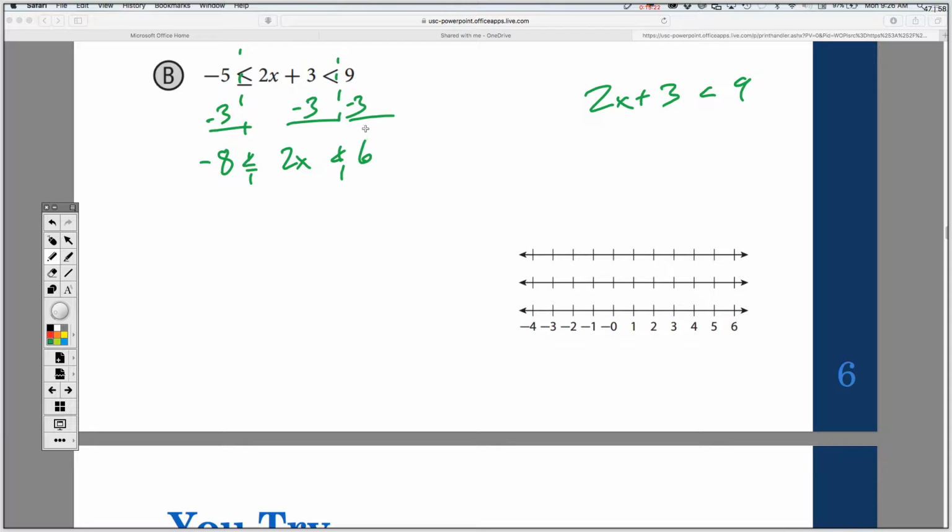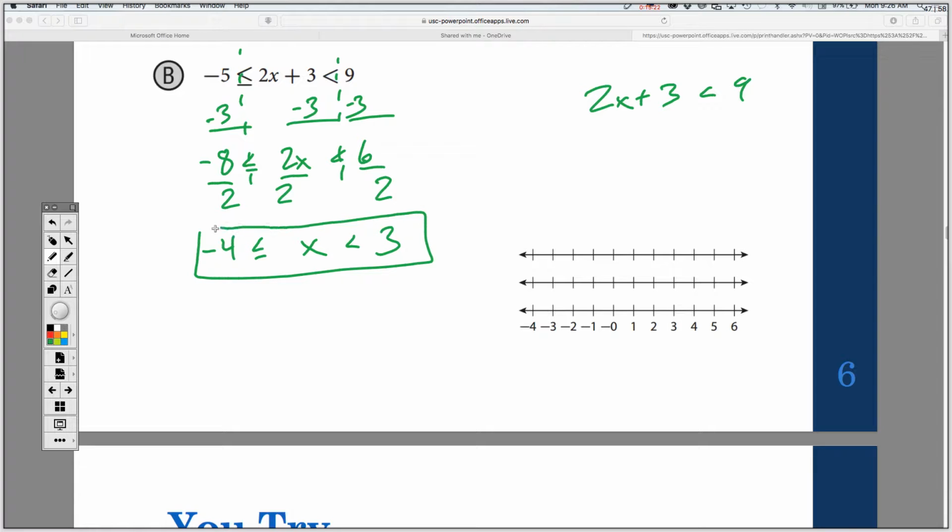Okay, I'm going to give you a second and then I'm going to call on someone. Think of what is the operation? What do I want to move? What's the inverse operation? Good job. Divide by 2. You didn't even let me call on anyone. I was looking forward to that. 2 goes into negative 8 how many times? 4. Good. Negative 4. Less than or equal to x. Less than 3. Good job.